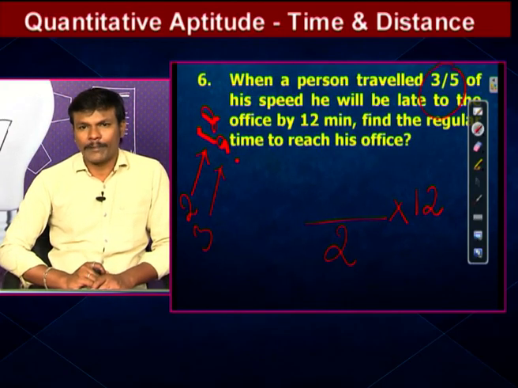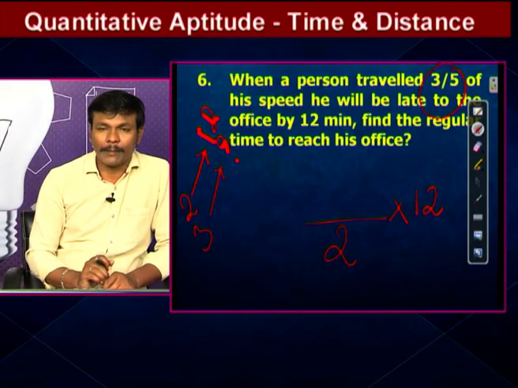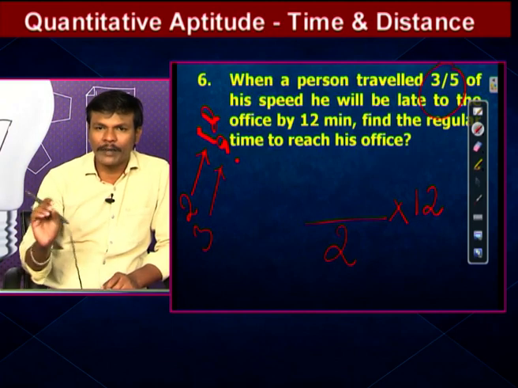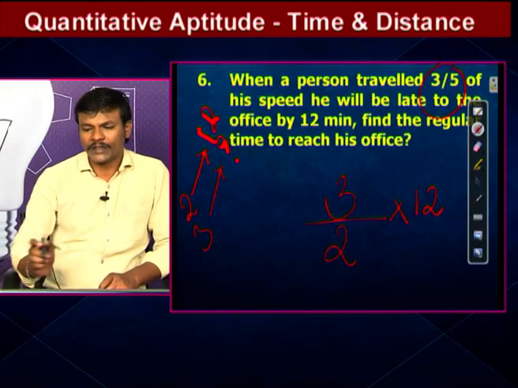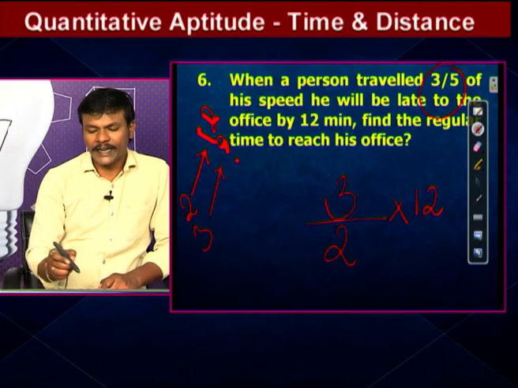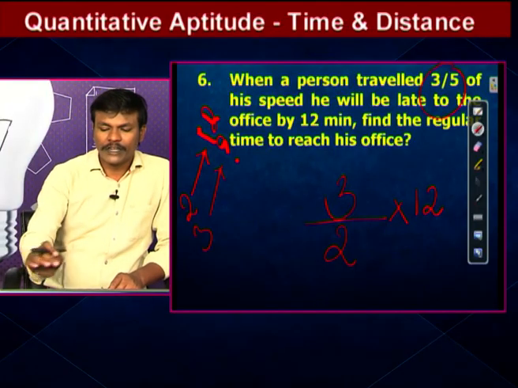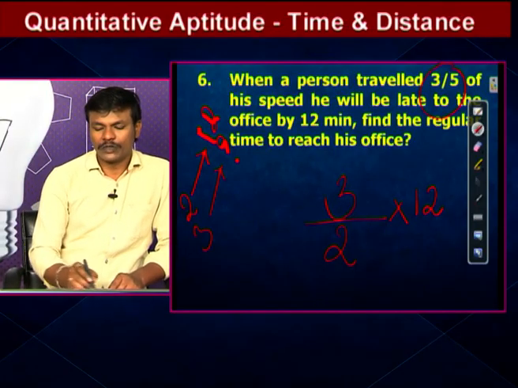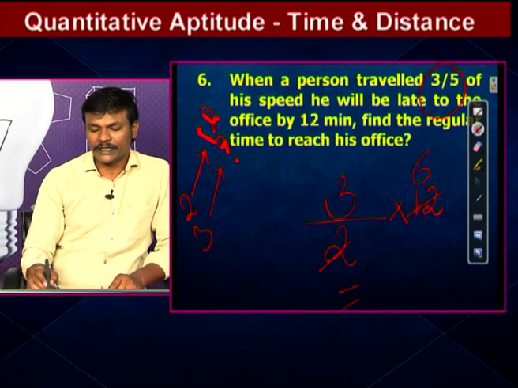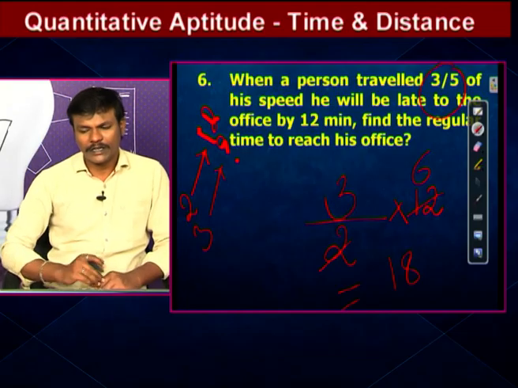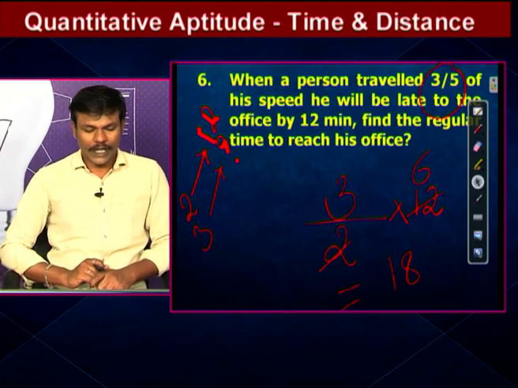If you ask for the regular time, out of 3 to 5, the 3 parts is the regular time; the numerator is the regular time, the denominator is the present time. This is a shortcut. In 3 to 5, 2 parts is the late, so 2 parts is taken as the denominator into 12, and the regular time is 3 parts, taken as the numerator. 2 sixes are 12, 18 minutes. Simple. This is another application of speed to time.